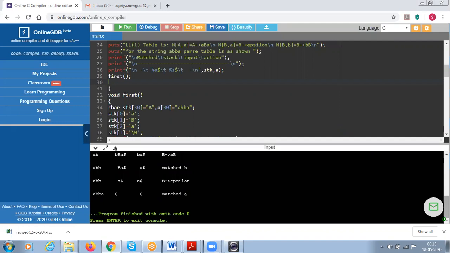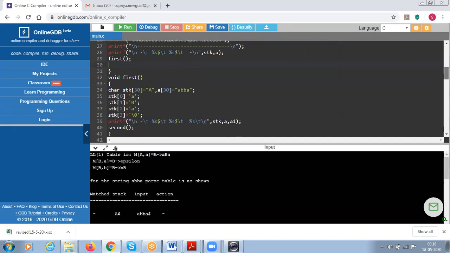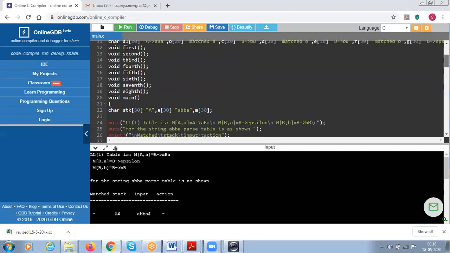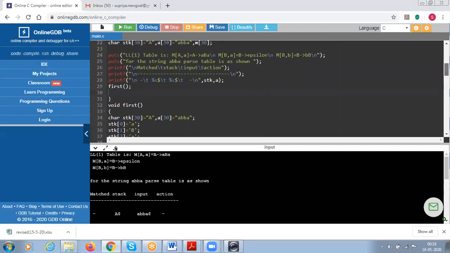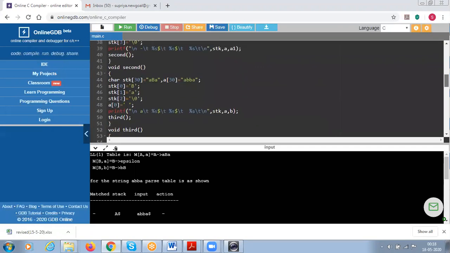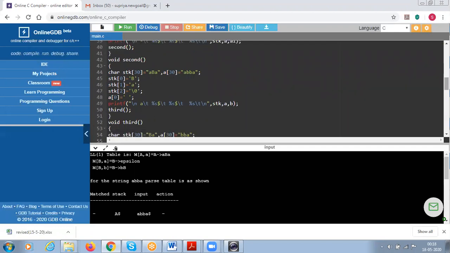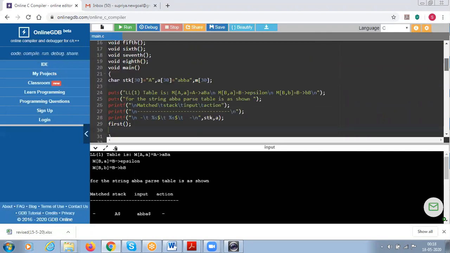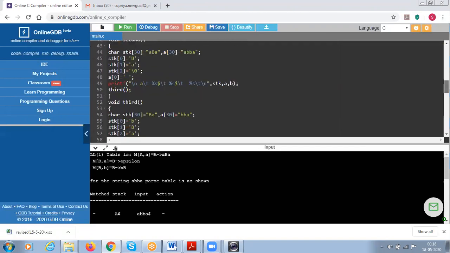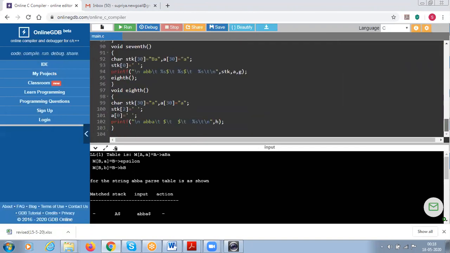So this program tells you what happens when you parse a string. Each step of the program is written as a function. You have a total of 8 steps in your parsing table, so you can see 8 functions. That is why they are taken as global declarations, up to 8 functions. Each step describes what is happening in each step of the parsing.